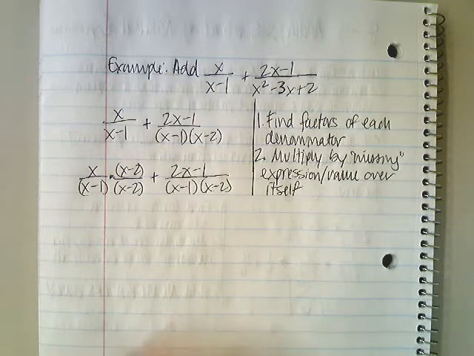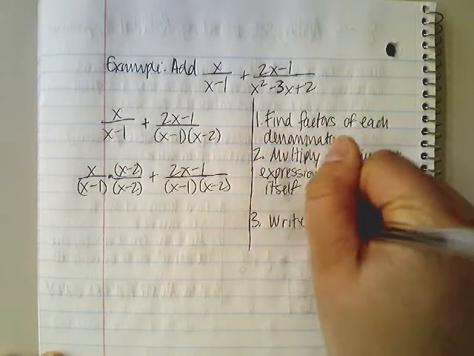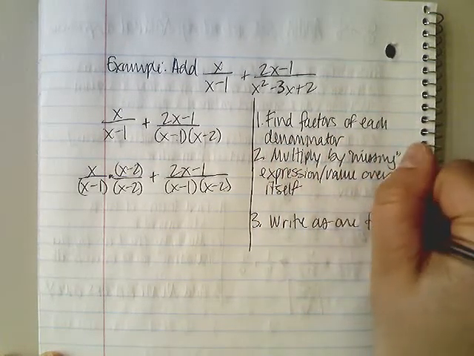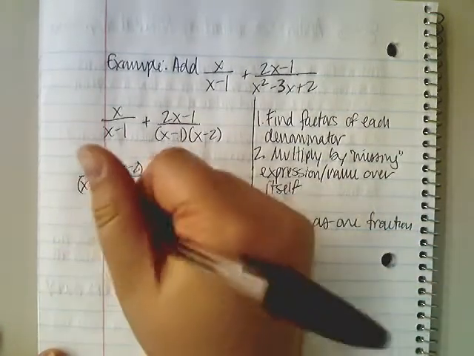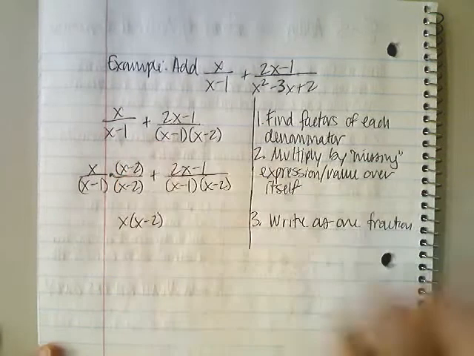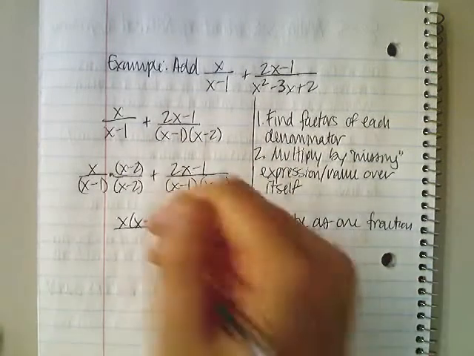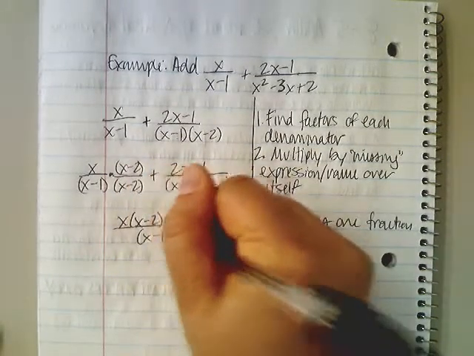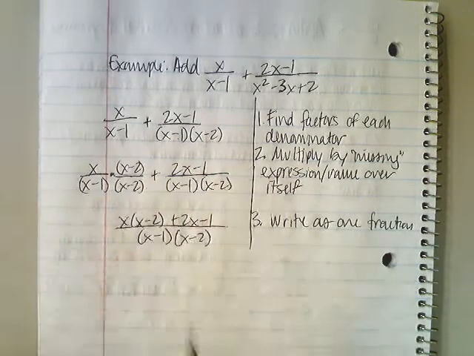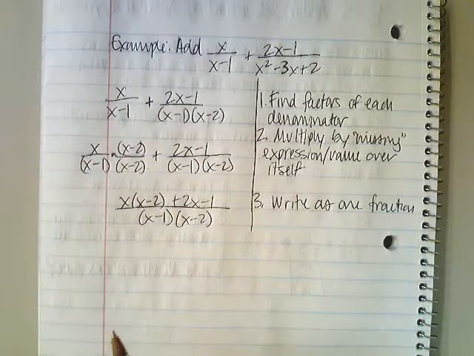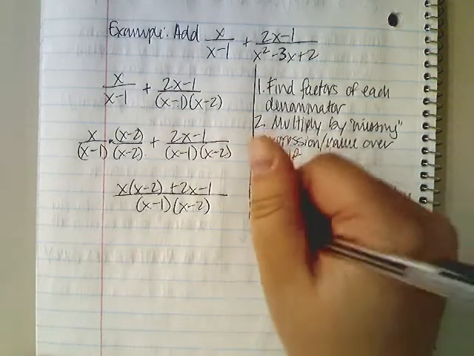So then I'm going to now write this as one fraction. A reminder, when we're adding and subtracting fractions, we do not add and subtract the denominators. So my numerator becomes x times x minus 2 plus 2x minus 1. I'm adding the numerators, but then the denominators, I'm just going to write the common denominator we have as the denominator. I'm not adding or subtracting them. I'm just taking what I've made as my common denominator and writing it in the bottom. All right, now I'm going to simplify the numerator.